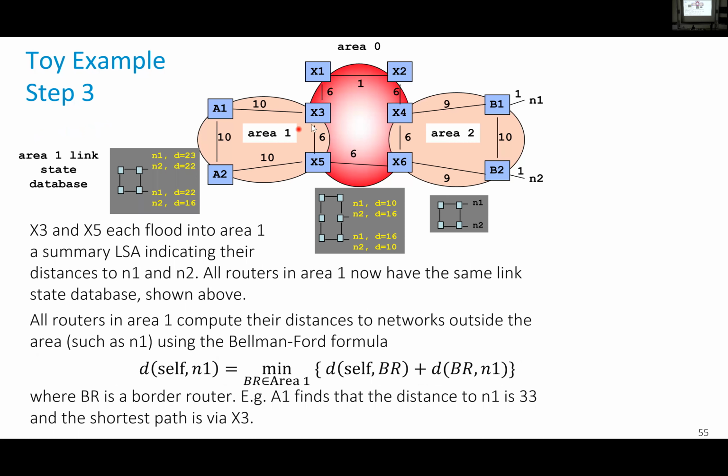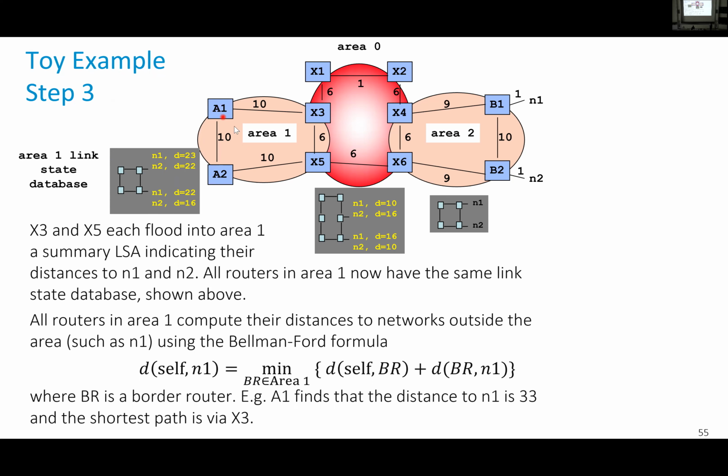So at the end of the day, X3 knows this information. It knows distance to N1 and N2. X5 has done the same thing independently and in parallel. And now X3 and X5 are also in area 1. So they inject into area 1 this information that they know how to reach N1 and N2, and here are the distances. And now all routers in area 1 will know this and will have this topology database here.